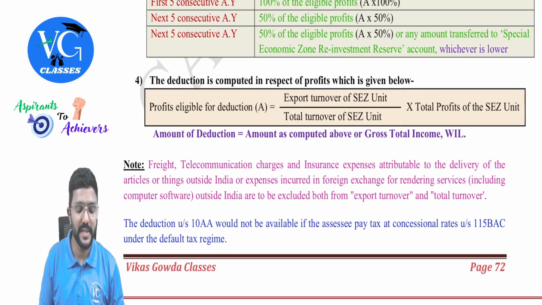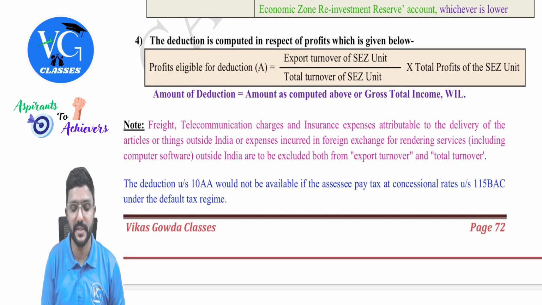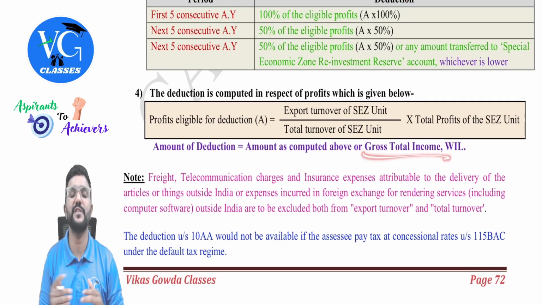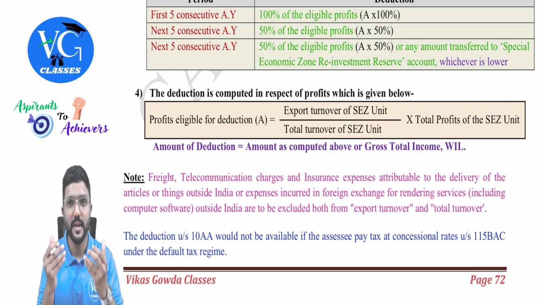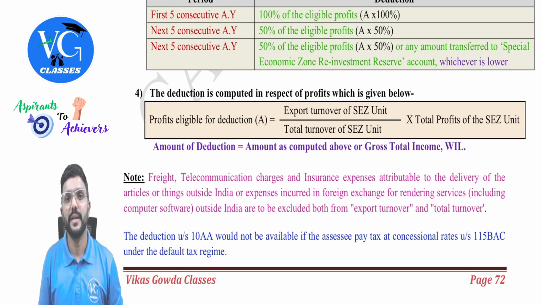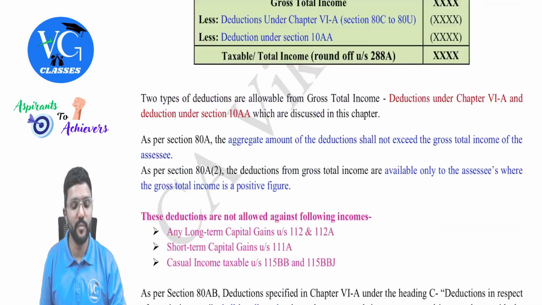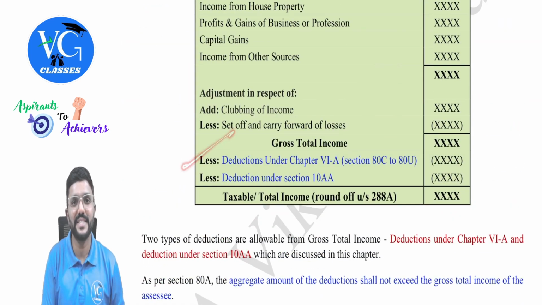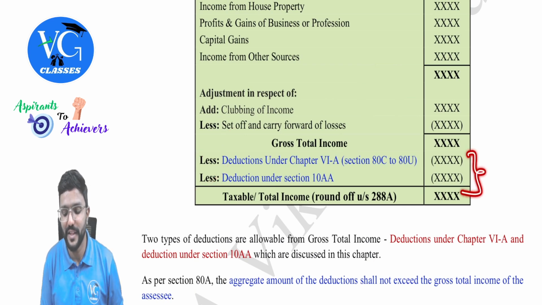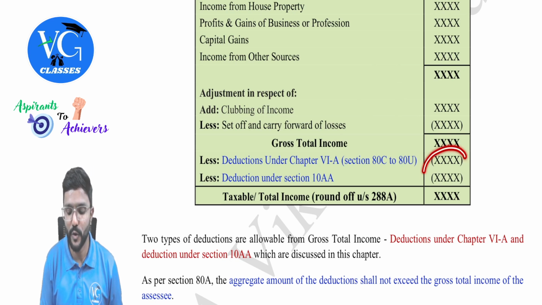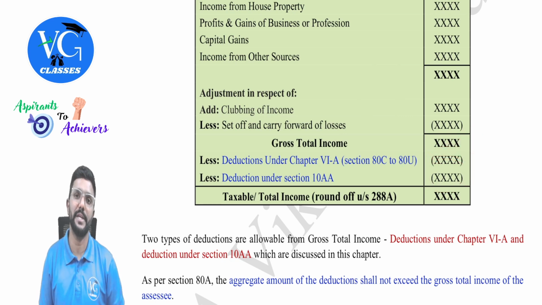Okay. And what is the amount of deduction which an assessee can claim here is the amount as computed above, that is this figure, or the gross total income, whichever is lower. Because even the deduction under section 10AA is claimed against what? Gross total income. So you might ask me, sir, what if the same assessee is eligible for both chapter 6A deduction as well as 10AA deduction? Both put together cannot be more than the gross total income, guys. It cannot be more than gross total income because both of these are claimed against gross total income.